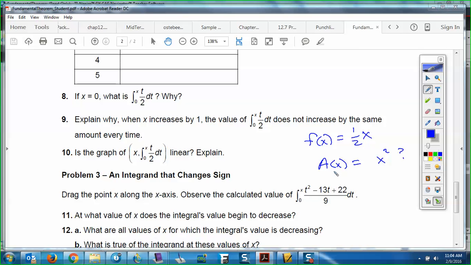The first one we did was this. Little f was 1.5, and big A, the area function, was 1.5x. Antiderivative. Doesn't it seem to be happening? It seems to be an antiderivative.